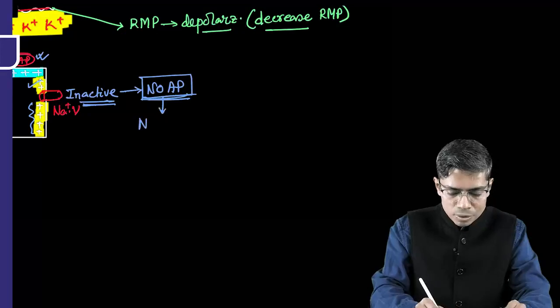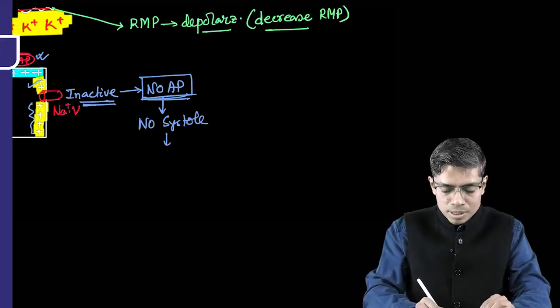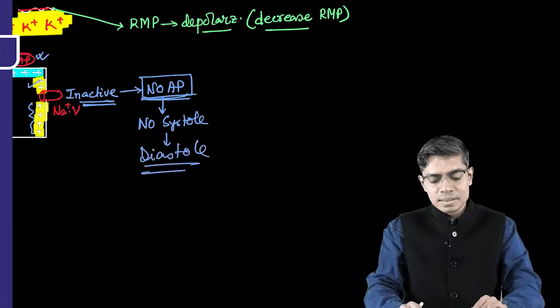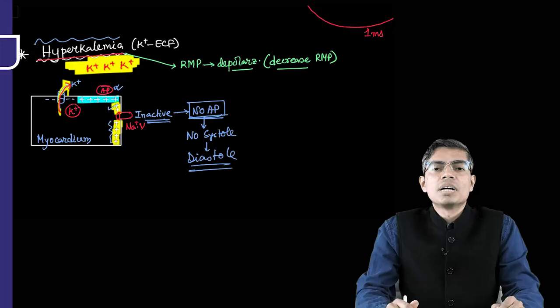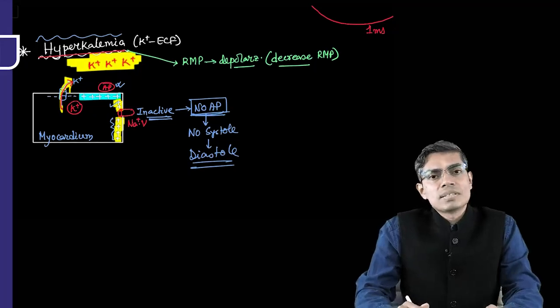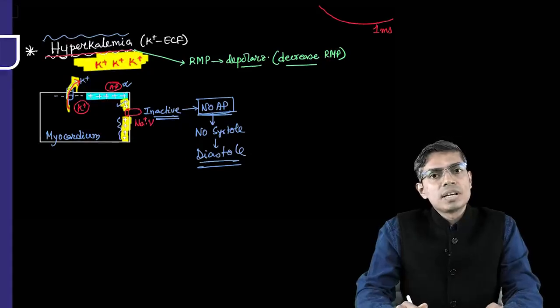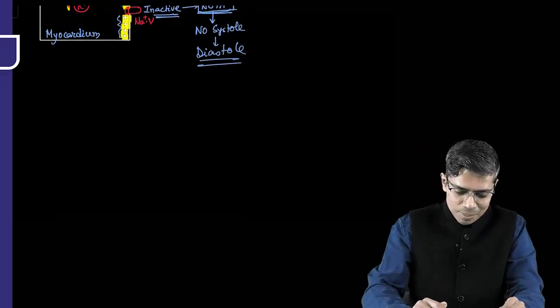No action potential means no systole is going to happen. No systole means the heart will stop, and the stopping of the heart will occur in diastole. That's why we say that severe hyperkalemia may lead to asystole of the heart, and this is the reason. What is the reason? The reason is inactivation of the voltage gated sodium channel due to long-standing depolarization. Getting my point?